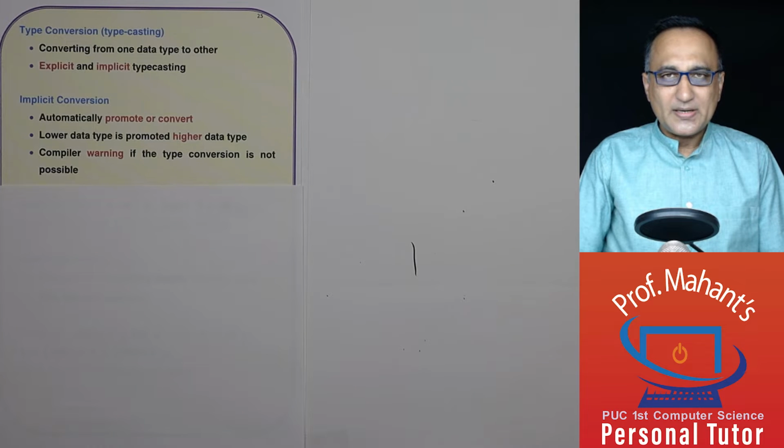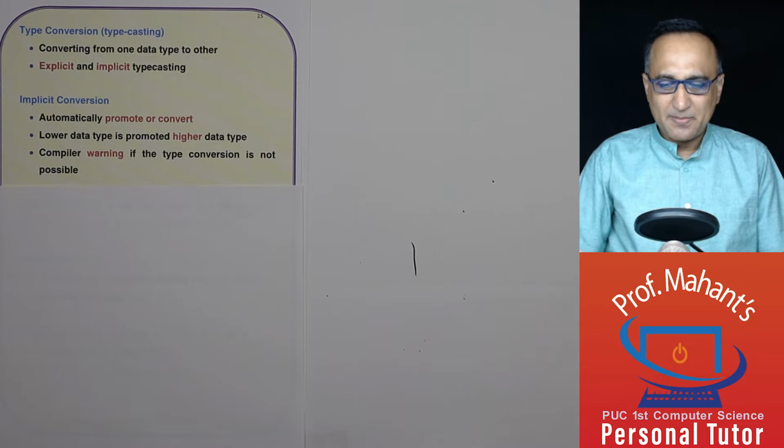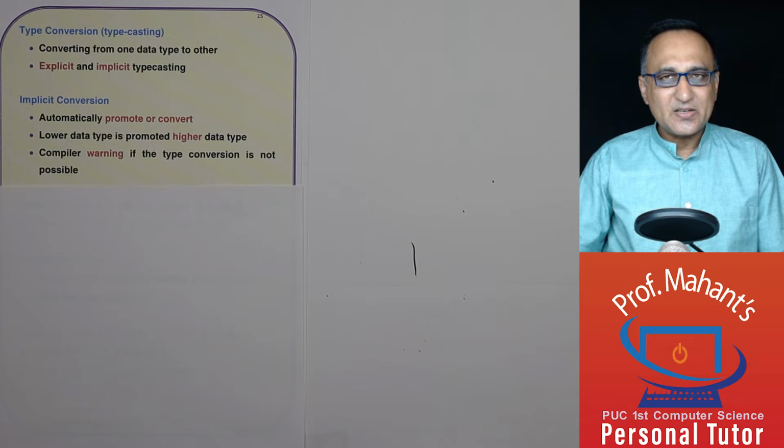Let us talk about type conversion, also known as type casting. Before we proceed to understand what is type conversion or type casting, a simple example shall help. Let us say I want to multiply a character into an integer. Let's say the character value is 1, and the integer is say 50,000.